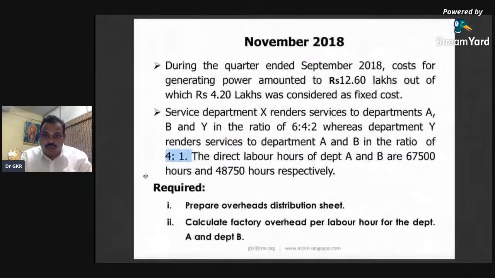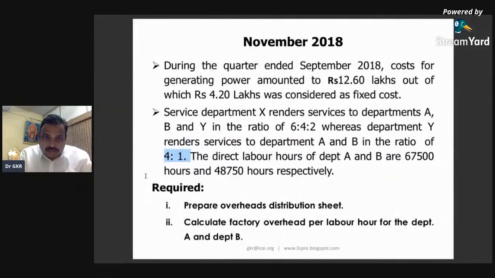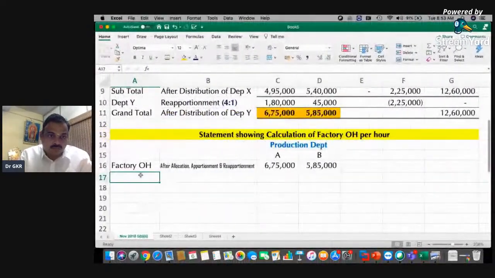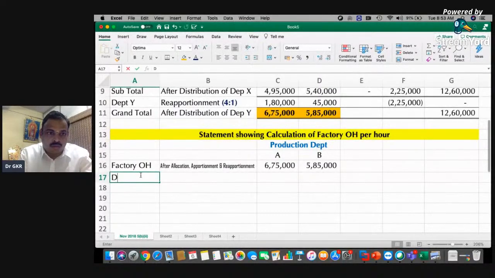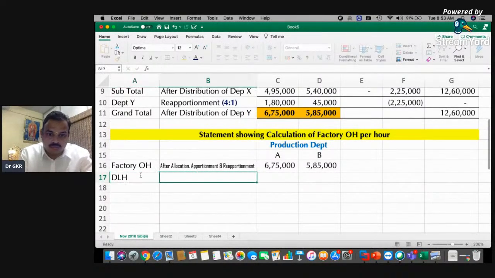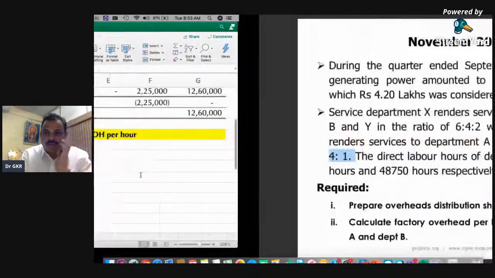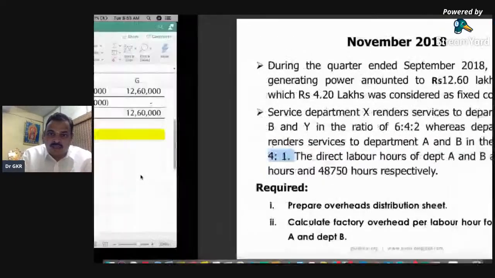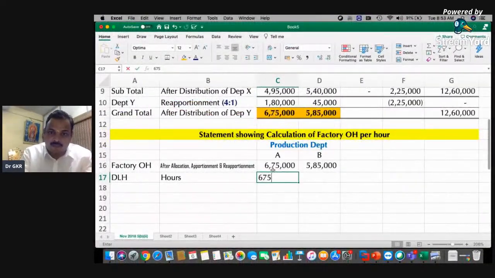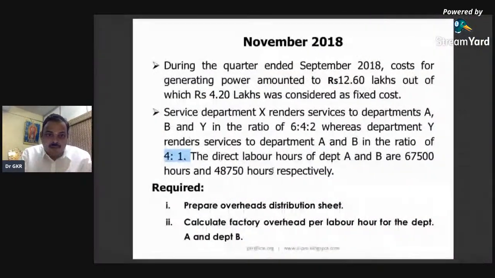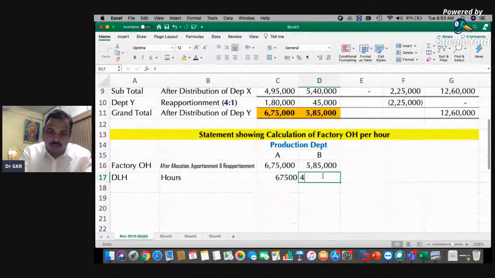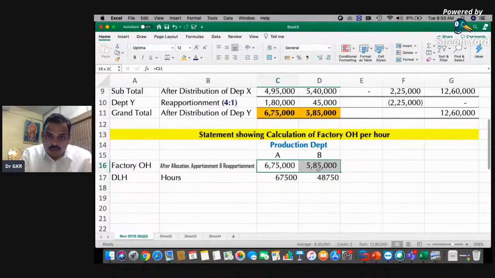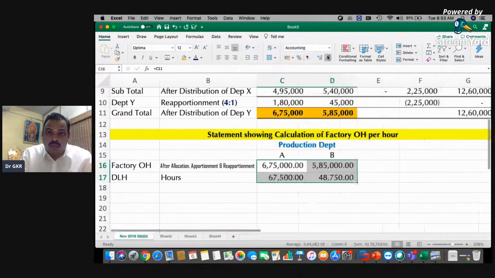So what is your labor hours? Direct labor hours. So it is given as 67,500 for department A and 48,750 for department B. So this is your overheads.